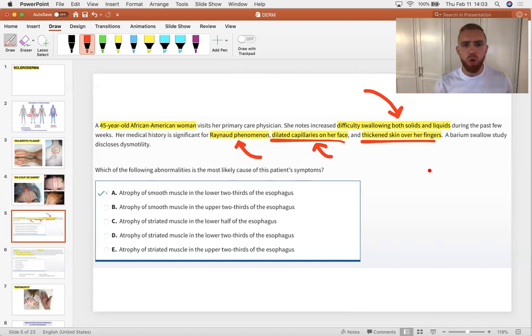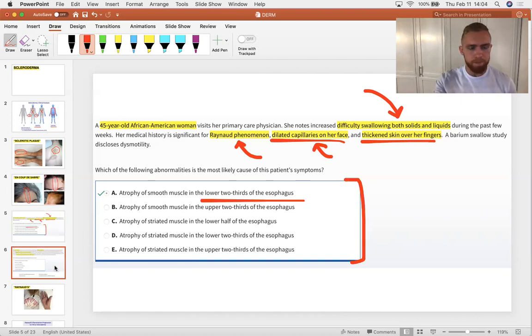So then the question is, what's the cause of this patient's symptoms? And you see a bunch of esophageal answer choices. So this question requires you to understand that scleroderma is going to affect the lower 2/3 of the esophagus, which are smooth muscle, as opposed to the upper 1/3 of the esophagus, which is striated muscle.